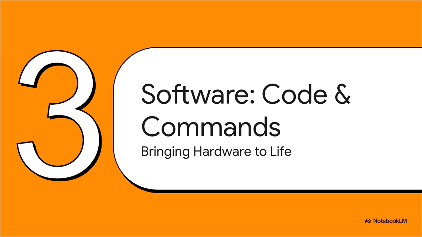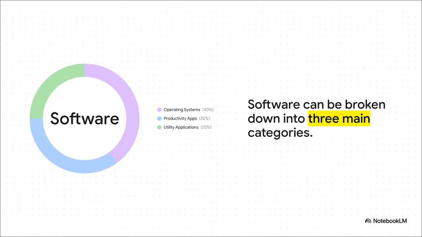Okay, so we've covered the body of the computer, now let's talk about its mind. This next part is all about software, the code and the commands that tell all that amazing hardware what to do. This is the stuff that really brings the machine to life. Now, software isn't just one giant thing. It's way easier to understand if you break it into three main groups. First, you have the operating system. That's the foundation. Then you have utility apps, which are kind of like the maintenance crew that keeps everything running smoothly. And finally, productivity apps, which are the tools we use every single day to get stuff done.